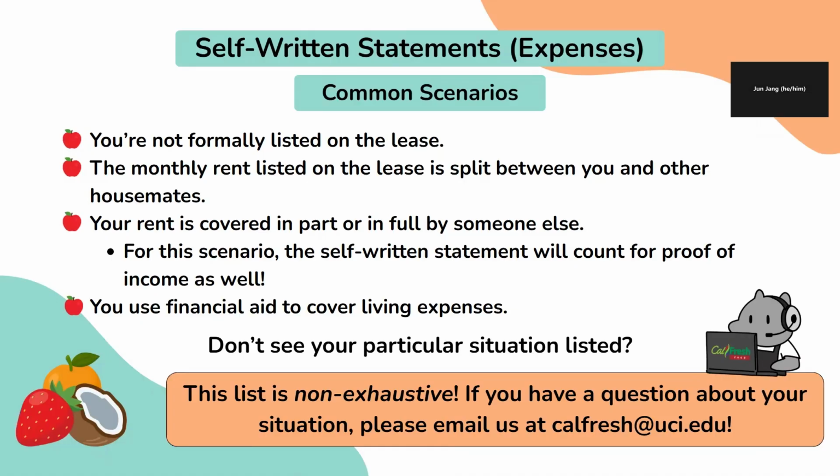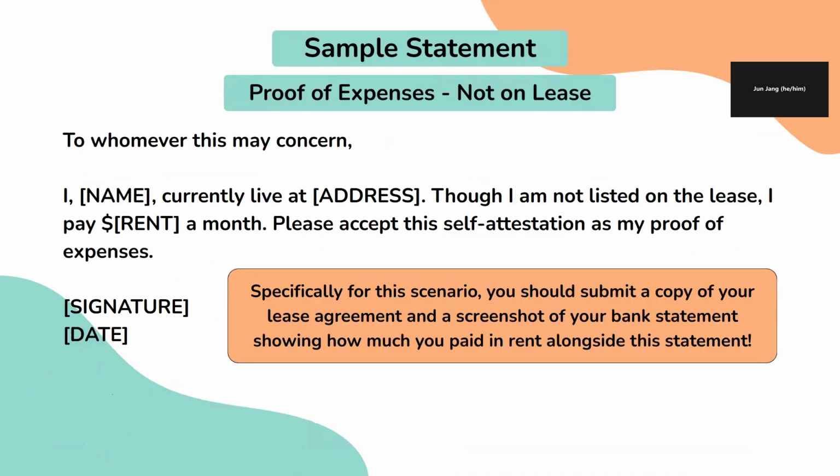Now, if you don't see a particular situation listed, please note that this list is non-exhaustive. If you have a question about your particular situation or would like us to check your self-rent statement, please feel free to email us again at calfresh@uci.edu. But we'll go on to our first sample template that we have here for today for proof of expenses.